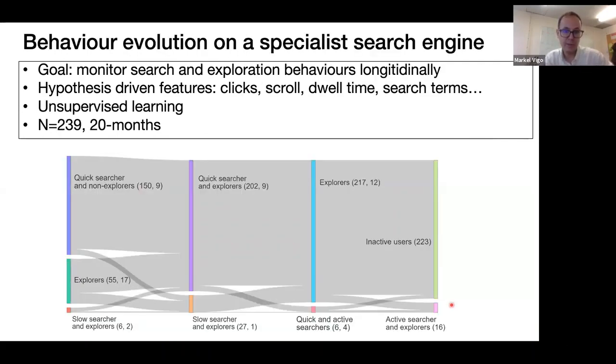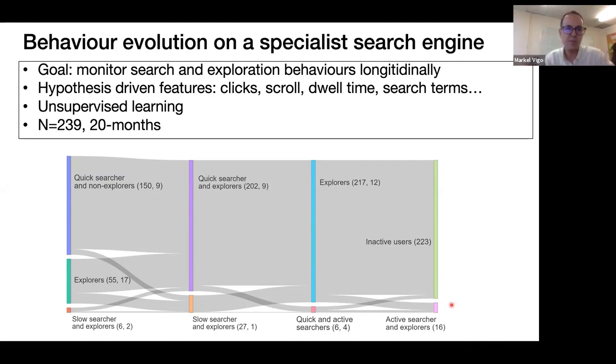Another interesting problem that we have tackled recently is about modeling behavior evolution over long periods of time. So the goal was to monitor search and exploratory behaviors in a longitudinal fashion on a search engine. We just developed a new search engine and we wanted to see how people who were new to this software would behave over time, and how their behaviors would characterize their groups.